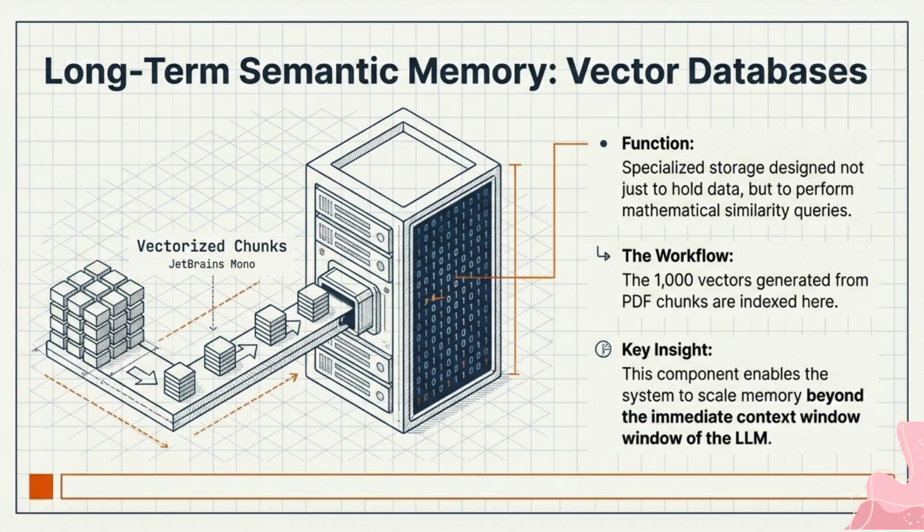Key insight: this scales memory beyond the LLM's context window. LLMs have token limits. Claude handles 200,000 tokens. GPT-4 handles 128,000. But you might have millions of pages. A vector database gives the LLM access to all of that without overwhelming it. It's persistent memory, long-term storage, critical for production systems.